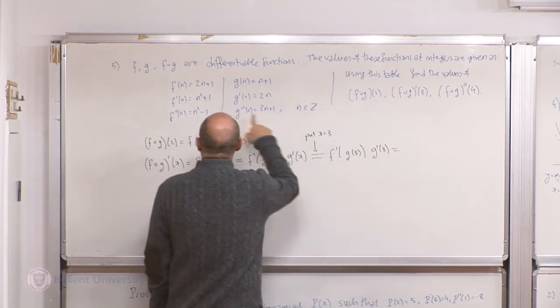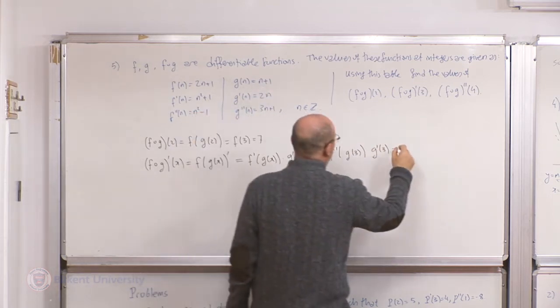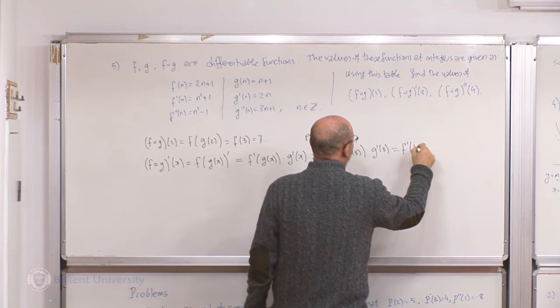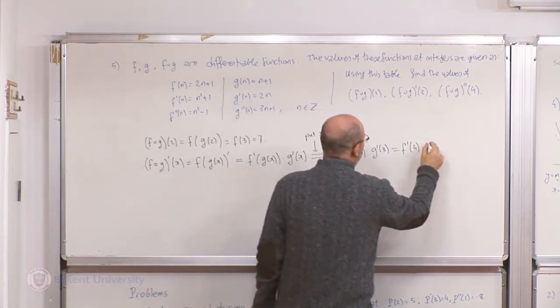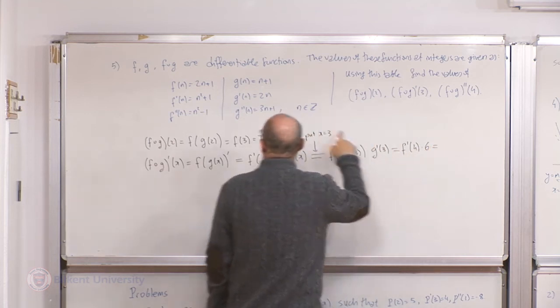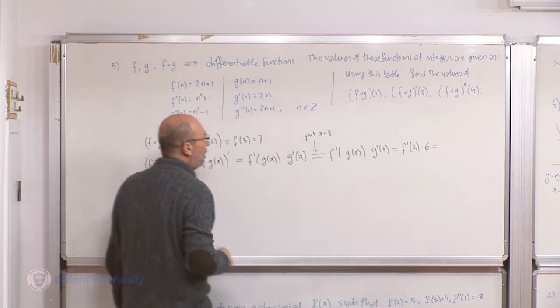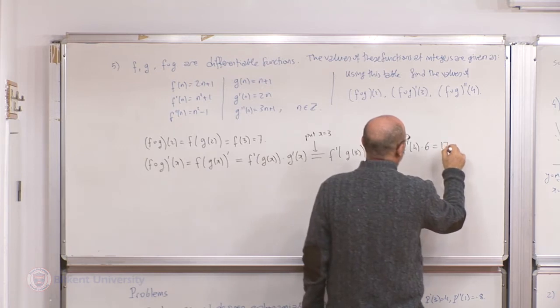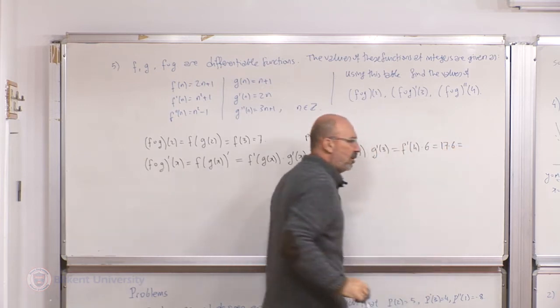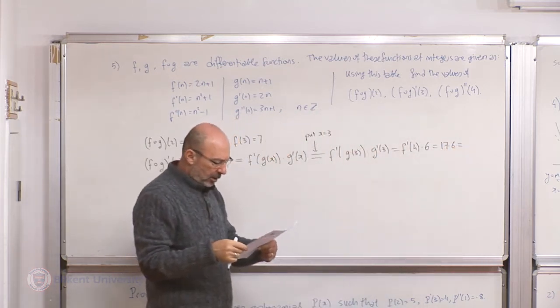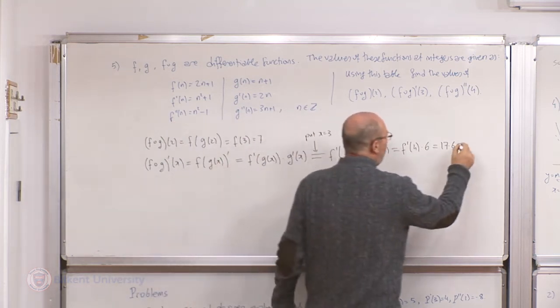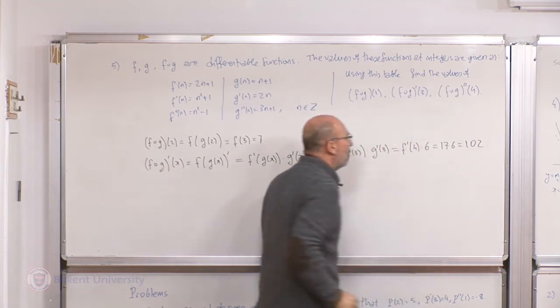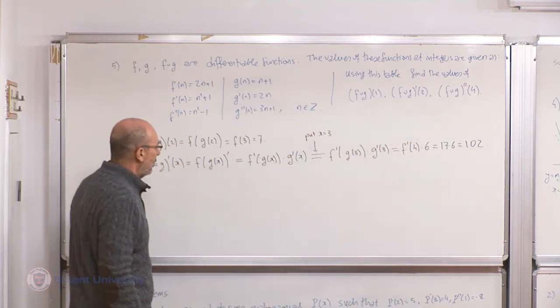Okay, so g of 3 is 4. So this is f prime 4. G prime 3 is 6. Okay, f prime 4 is 17. 17 times 6. Okay, so what is 17 times 6? 102. Okay, so that one is okay.